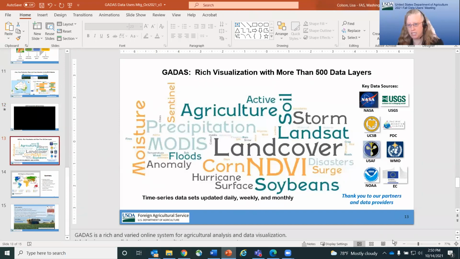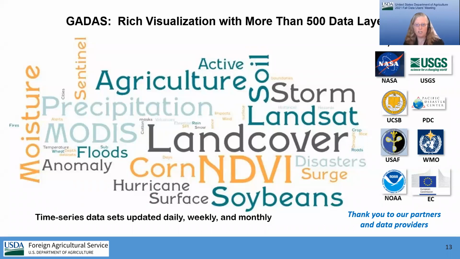Let me switch back to my slides. I do want to make sure we have enough time for wrapping up with questions. And so in summary, GADAS is a rich visualization resource with more than 500 different data layers in it. I want to thank our partners and our data providers, as they are the main providers of the time series data sets that you see in GADAS. They're updated daily, weekly, and monthly predominantly.